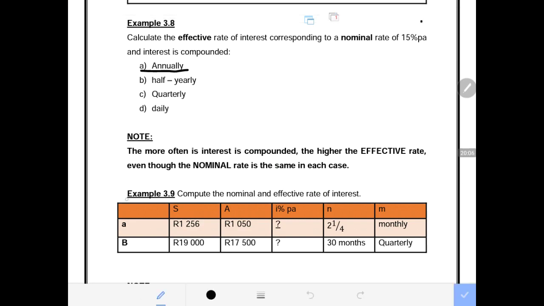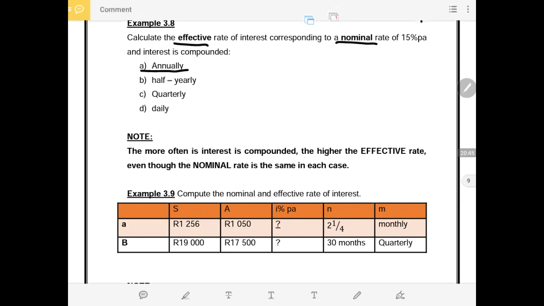Then it says now example 3.9, compute, what are we computing? The nominal and effective rate of interest. Now it's a bit different from the one that we were doing before. Before, what did we calculate? We calculated the effective rate of interest that corresponds with the nominal rate of interest. Then the question now, how do we calculate the nominal and how do we calculate the effective rate of interest? And what do we mean in detail when we say nominal? And what do we mean in detail when we say effective? So this is the next question that I will be unpacking for you.